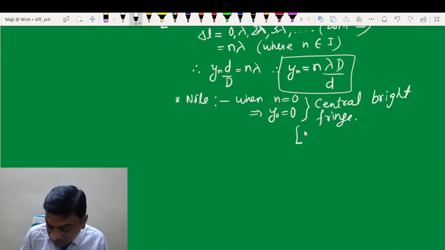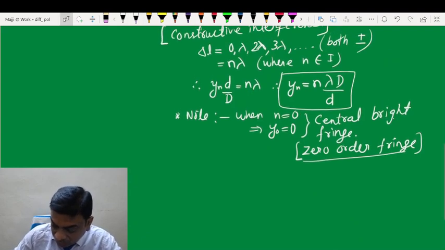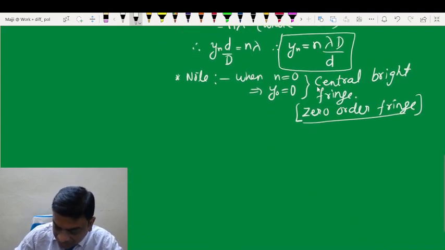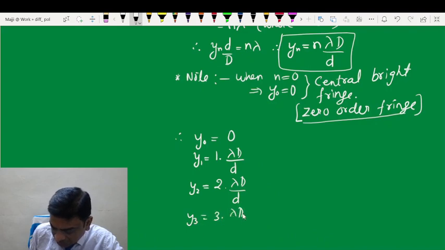Also it is known as zero order fringe, because zero order fringe is possible only in bright fringe. Okay, right. So if you go on putting n equal to 1, 2, 3, 4, then you will get like this. y0 is 0, then y1 will be, as you put n equal to 1 here, 1 lambda capital D by small d. Then the position corresponding to the second bright fringe is this. Then the position corresponding to the third bright fringe is this, and so on.